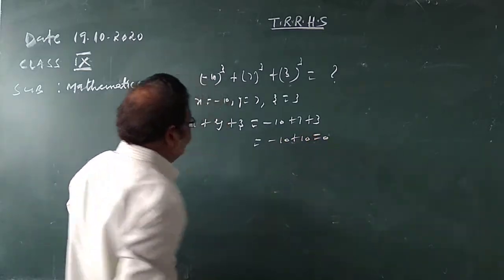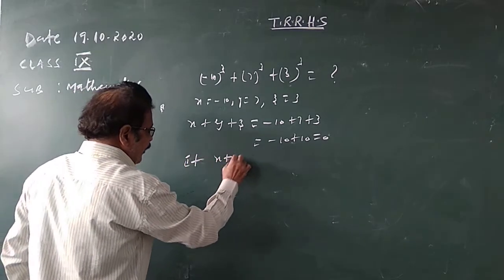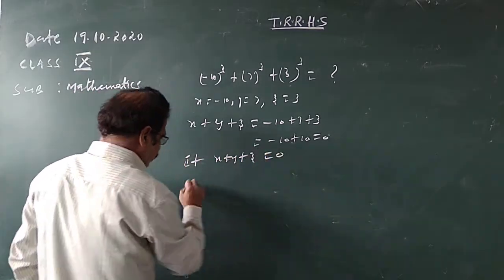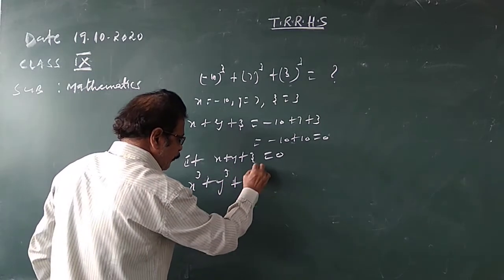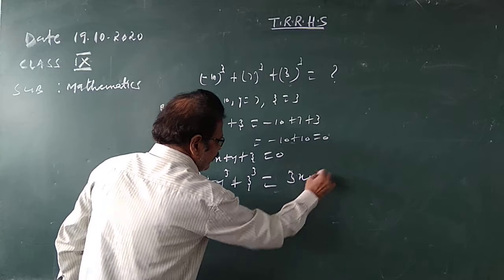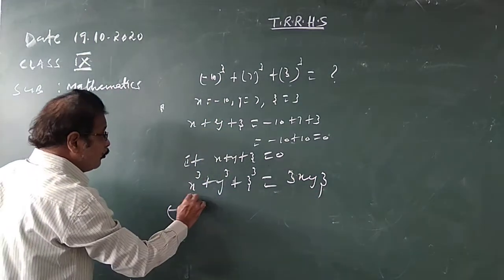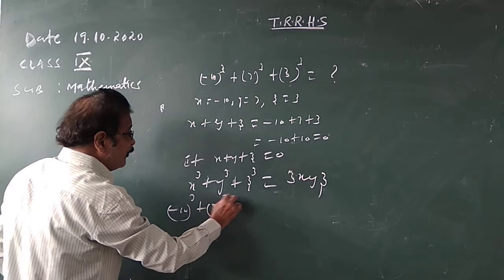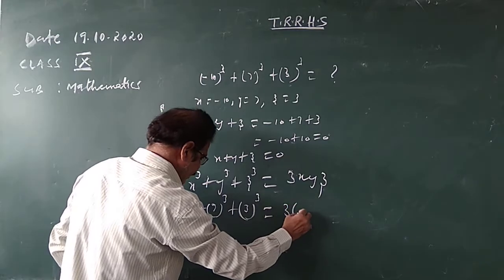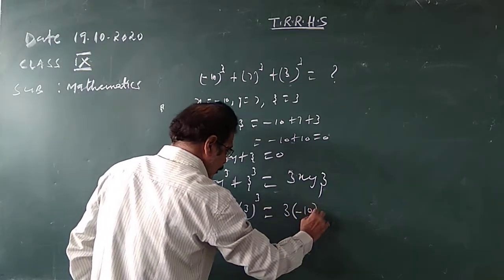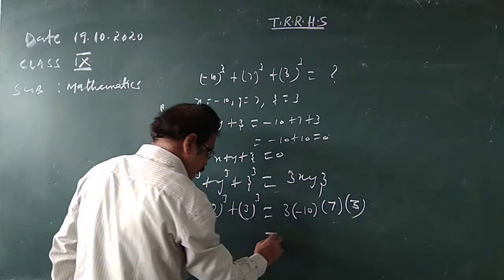We got 0. So if x plus y plus z is equal to 0, we can write directly x cube plus y cube plus z cube is equal to 3xyz. What you have to find out: minus 10 cube plus 7 cube plus 3 cube is equal to 3xyz, that is 3 into x which is minus 10, y is 7, z is 3.